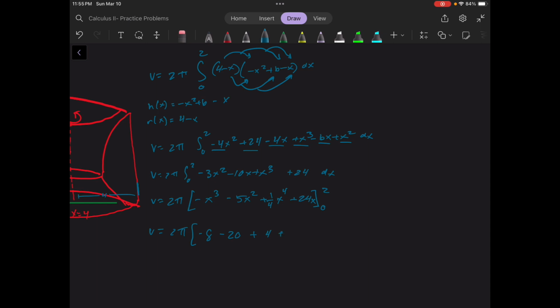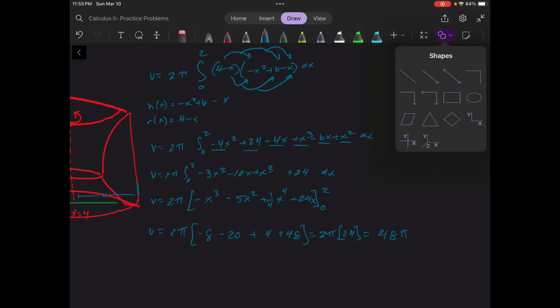24 times 2 is 48. Finally, this leaves us with, let's see, 2 pi times, we have a negative 28 and a positive 48, which make a 20, and a 4. So 24 times 2 pi equals 48 pi. So that one was pretty rough, right?